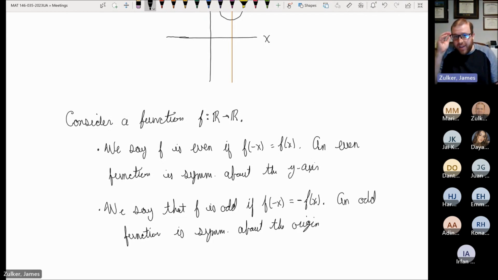Unlike integers, which have to be either even or odd, functions can be neither. An easy example: x squared plus 1 is neither even nor odd. Wait, I'm sorry, no, x squared plus 1 is even. X squared plus x is neither even nor odd.